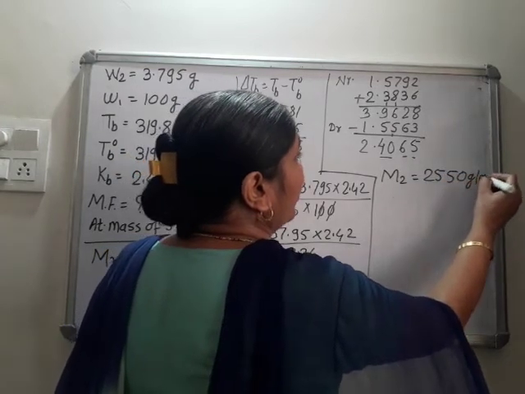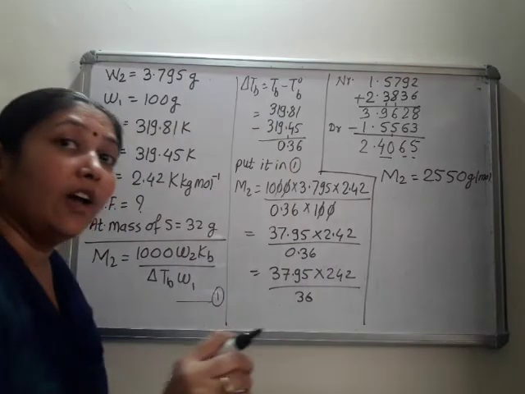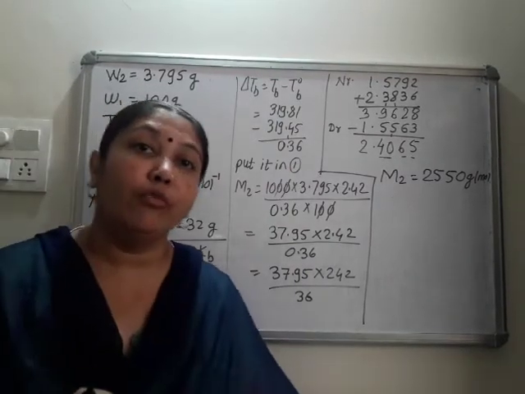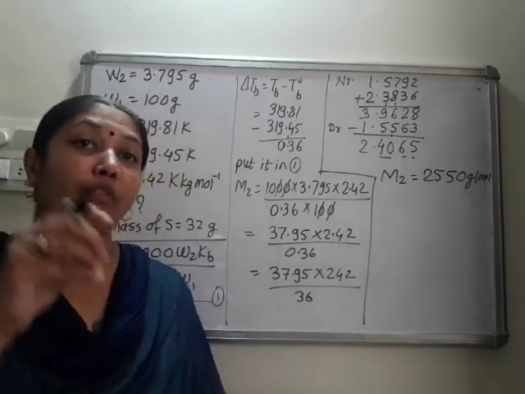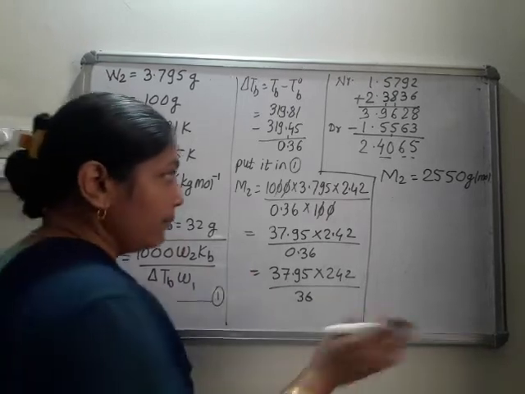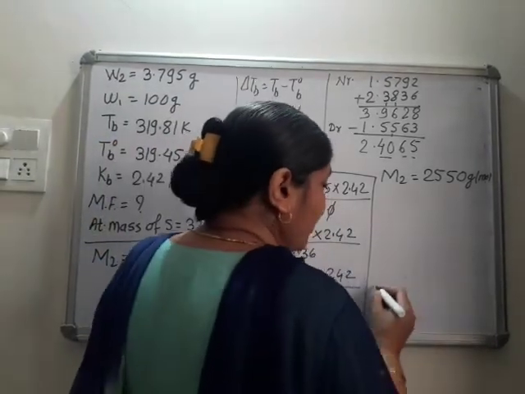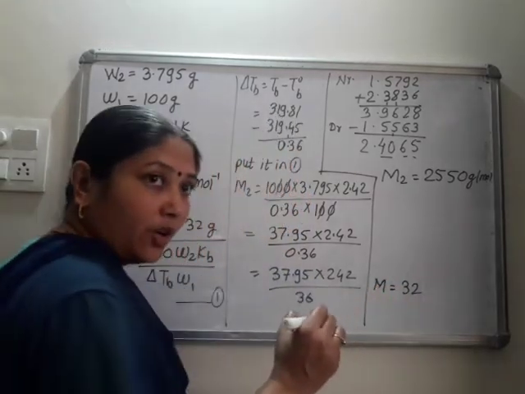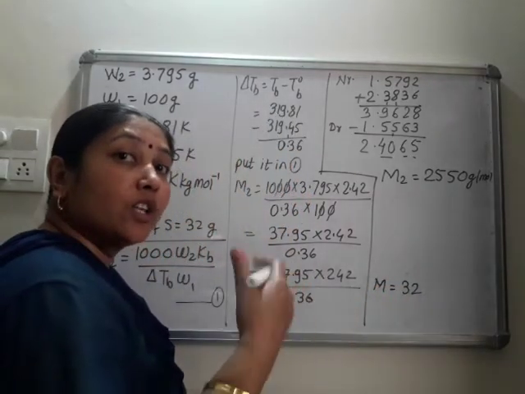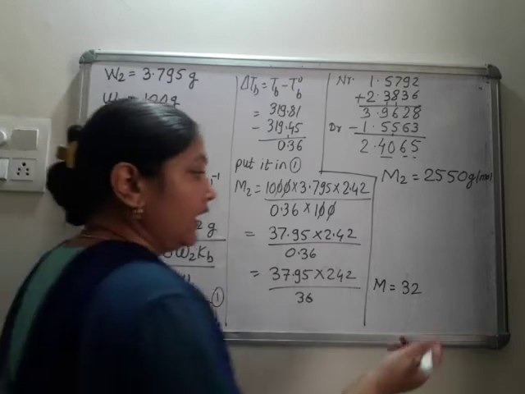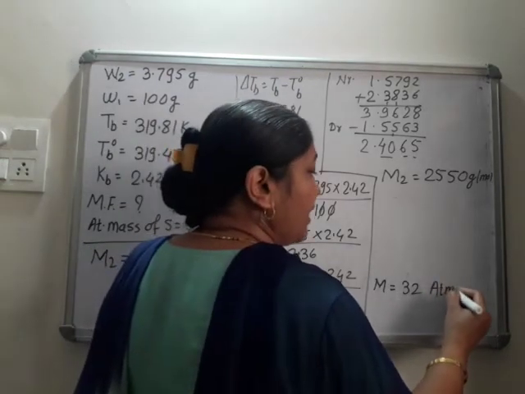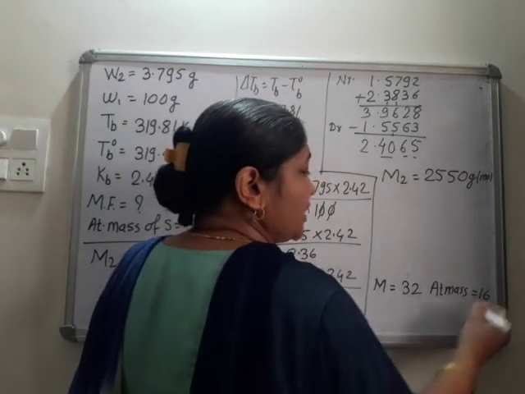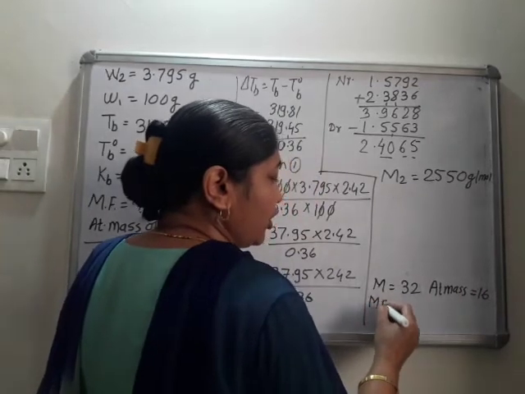gram per mole, right? Now we have molar mass, and with the help of molar mass we have to find the number of atoms in it. I'll tell you one example and then we'll go back to this. Suppose we have molar mass of oxygen 32, and the question is what is the formula of oxygen, and they have given atomic mass of oxygen is equal to 16, and the question is what is the molecular formula.